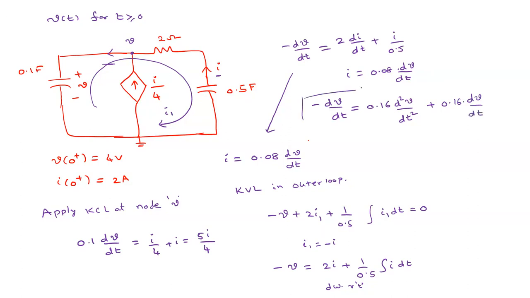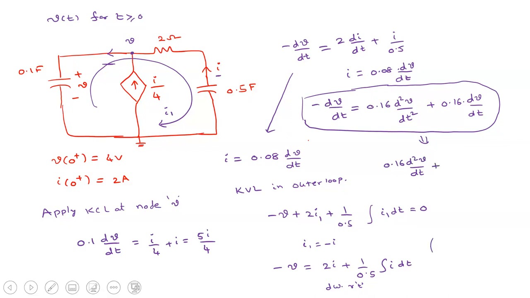Just check this one. Correct, sir. Anyway, we brought this into one equation, right? So you have to bring this in proper format. So what is its proper format? It will be 0.16 d square v by dt square plus 1.16 dv by dt equal to 0.